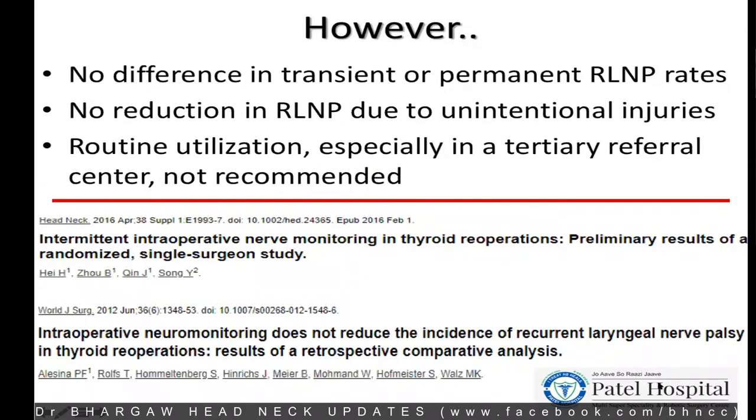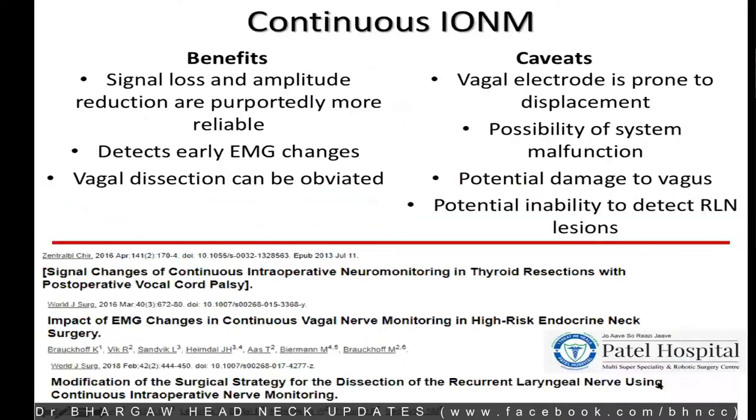However, if you look at it long term, there's no difference in permanent palsy rates. There's no reduction due to unintentional injuries. So essentially, the recurrent laryngeal nerve palsy difference was only secondary to the fact that the nerve was invaded per se. So routine utilization was not recommended based on these studies. And we talked about continuous IONM, just to let you know.